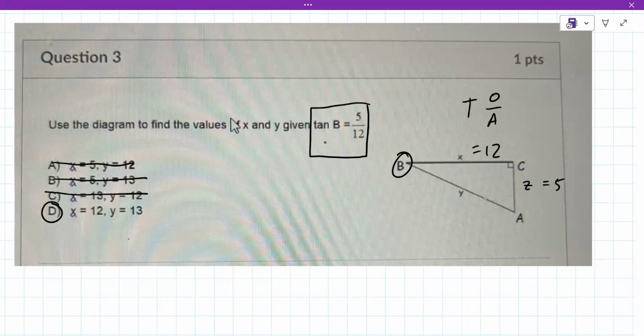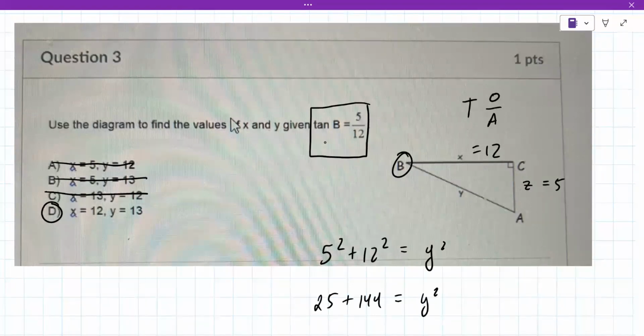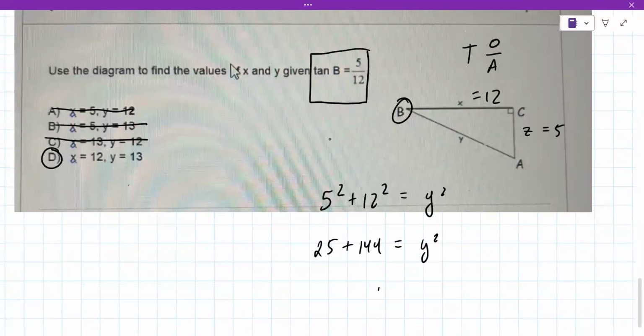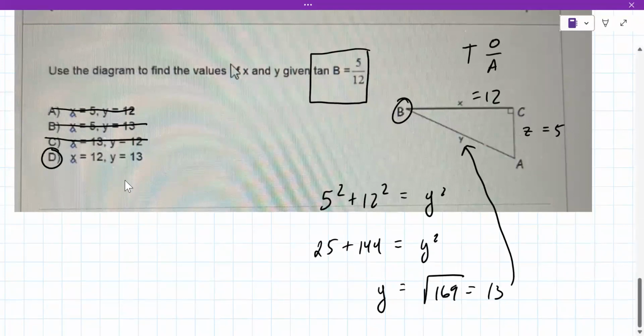How do you find the third side of a right triangle? Oh, you can do the Pythagorean theorem. Yes. So you would do 5 squared plus 12 squared equals y squared, which ends up being 25 plus 144 equals y squared. So y would end up being the square root of 169, which is 13. But don't be afraid to use the strategy. If you know one of the answers, just see if it works.